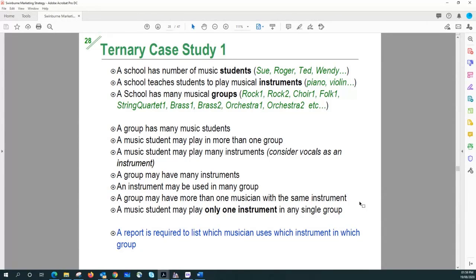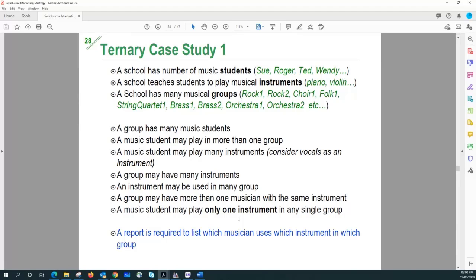And then the last business rule is a very important business rule, because the principal in this school strictly adheres to it. What it says is a music student may play only one instrument in any single, given group. One music student can play only one instrument. The principal probably implemented that because he or she doesn't want a person with multitasking skills to dominate the whole group.